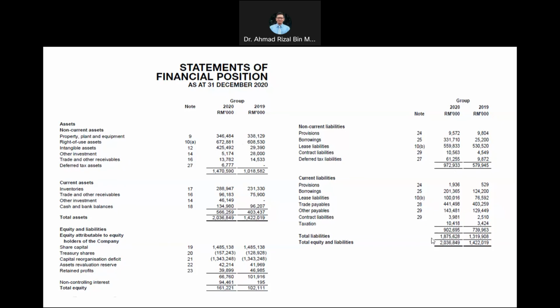You add this with the equity here, 161, that gives you 2.036 billion. That should be equal to the total assets earlier. So this is an important accounting identity, which is the total assets must always equal total liabilities plus equity. Okay, so the total assets, we call it the left-hand side, liabilities and equity are what we call the right-hand side of a balance sheet. Okay.